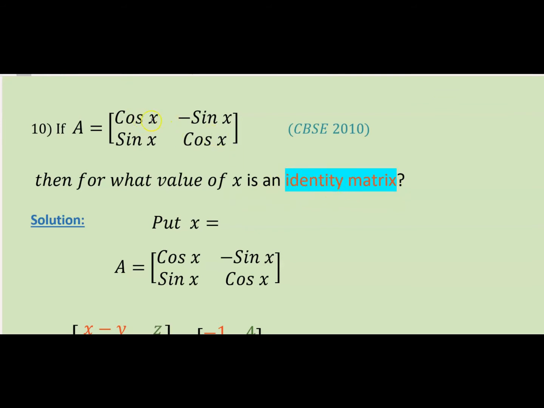Identity means the order of this matrix is 2 by 2, right? So we have to convert it to the identity matrix. Now the question is, what value of X can we put in the matrix A so that it converts to an identity matrix? This is cos X, and we need 1 here according to the identity matrix. As we all know, when we put X is equal to 0, cos 0 is 1. Similarly, we need 0 here and sin 0 is 0. So with this we can say that we can put X is equal to 0.